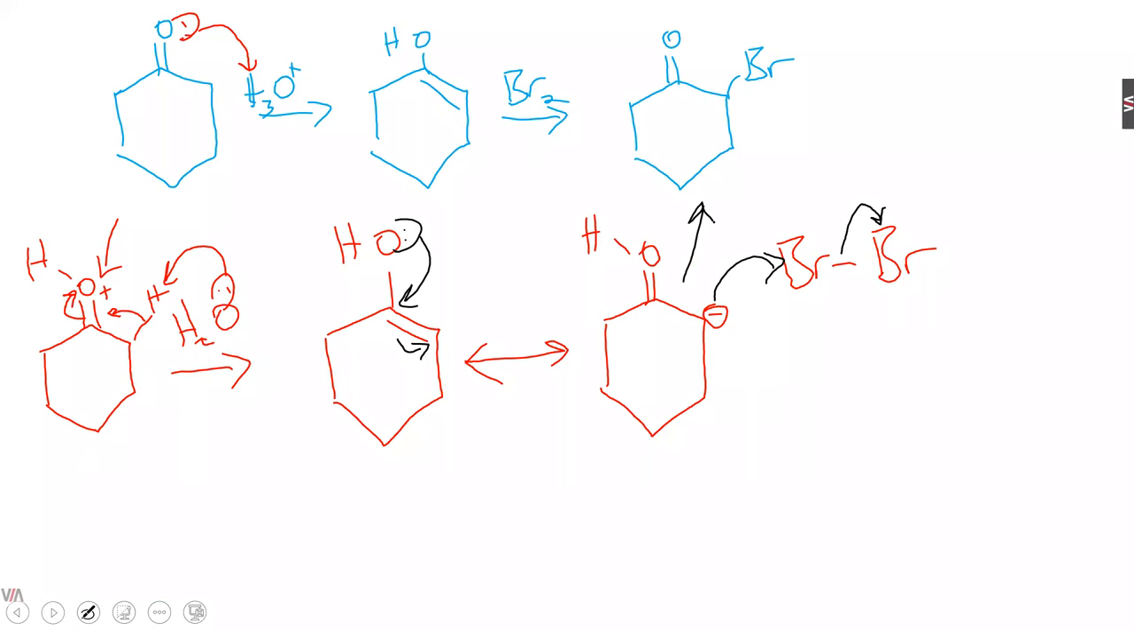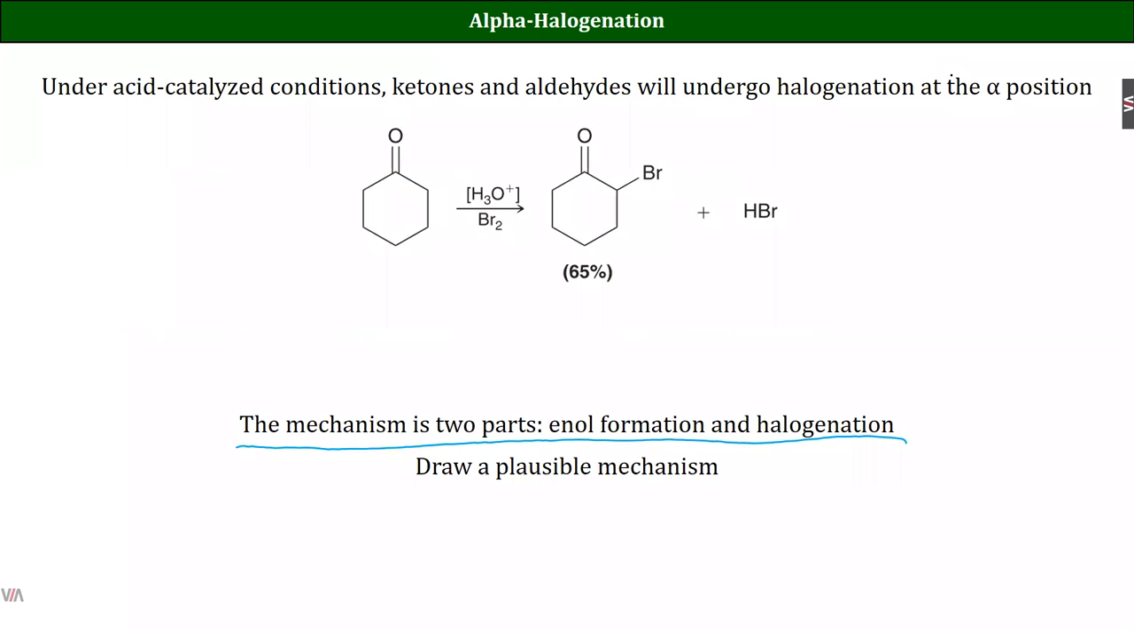Which gets us to our final product, plus bromide. And as you can see, the yield is not particularly great. Only a 65% yield. There are other reactions that can happen at the same time. And none of that is particularly downhill in energy because we're making that unstable enol as our intermediate. And then we need the charged resonance structure of that enol to react with the bromine.